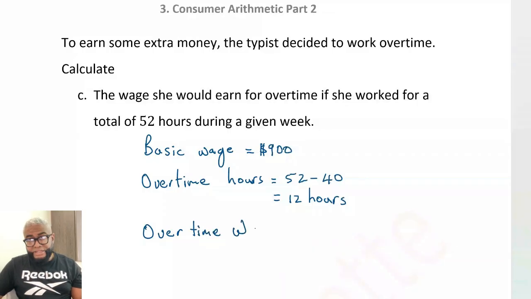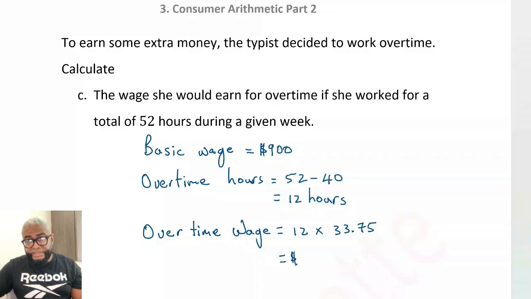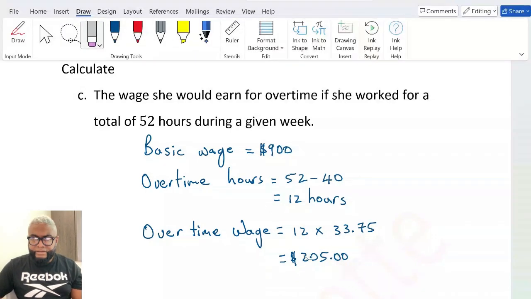So we're going to calculate her overtime wage. Overtime wage will be equal to 12 multiplied by 33.75. So 405. Everybody good here so far? Question done? Guys know what they asked us for? I think I'm checking something wrong on my calculator. 405.